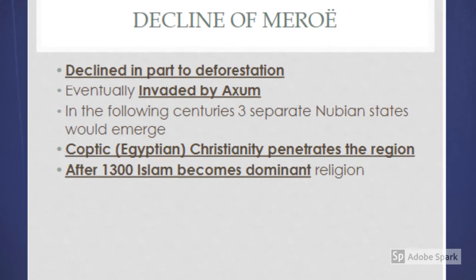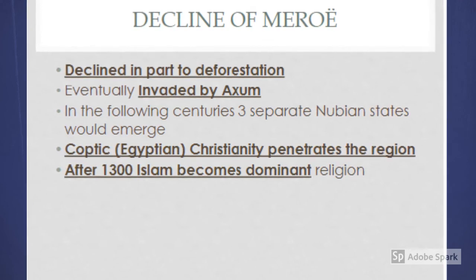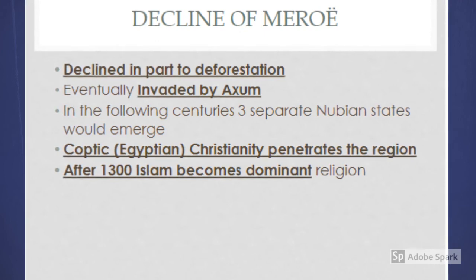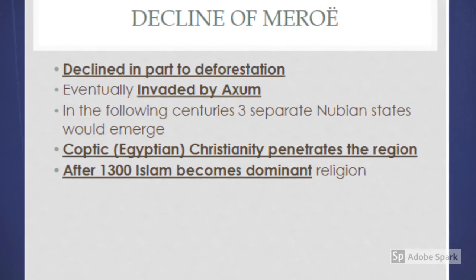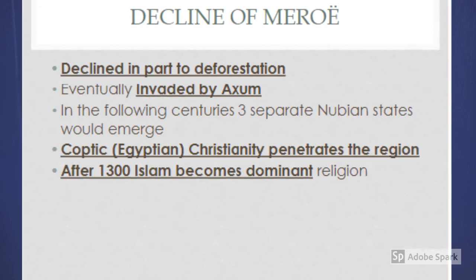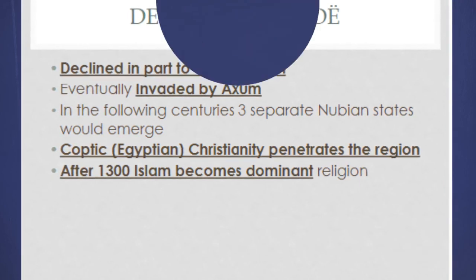One lasting effect from this region will be Coptic Christianity, basically a branch of Christianity that came through Egypt during the Roman occupation. Christianity from this region will spread to other places that we'll talk about later. Christianity in this region will thrive until Islamic merchants start spreading Islam in the 1300s.